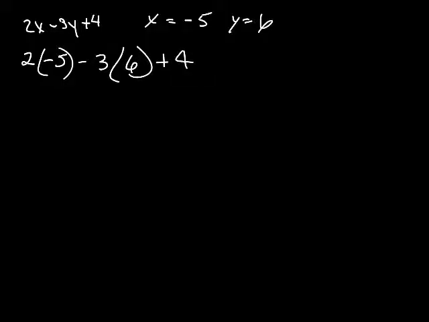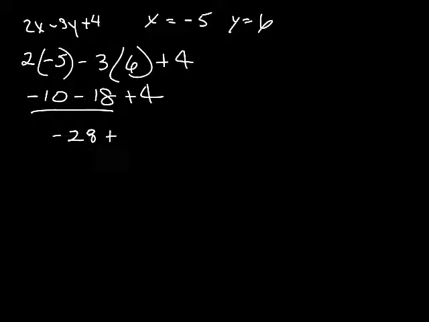And then I just solve this. 2 times negative 5 is negative 10. 3 times 6 is 18, plus 4. Negative 10 minus 18 is negative 28, plus 4. Negative 28 plus 4 is negative 24. And that's what I get when I put negative 5 in for x and 6 in for y.